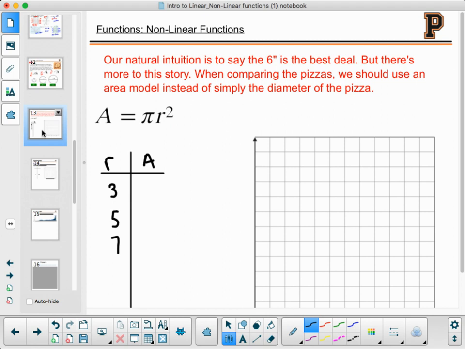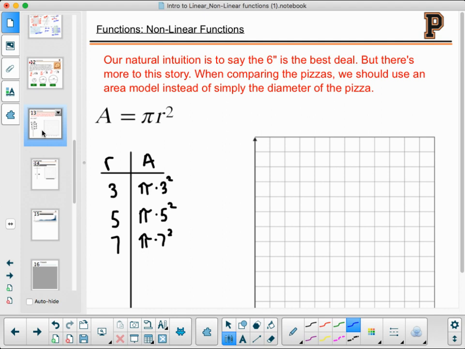So when we do the math on this, the area of a 3-inch radius pizza would be pi times 3 to the second power. The area of a 5-inch radius pizza would be pi times 5 to the second power. A 7-inch radius pizza would be pi times 7 raised to the second power. So this function is technically nonlinear. And when we do the math, pi times 9, or 9 times pi, I'm just going to use 3.14 as pi, by the way.